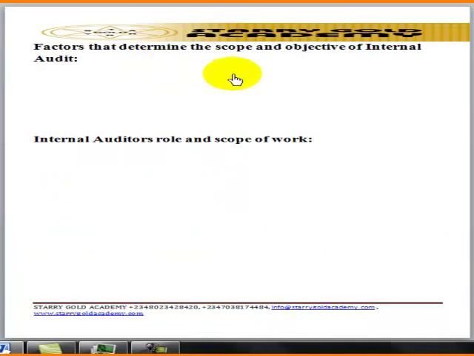So let's move to factors that determine the scope and objective of internal audit. There are so many factors. Number one, the management. Since the internal audit is part of the management tools for control, their scope and objective are within the ambition or need of the management that set up that department. The second one is the size and the nature of the enterprise.